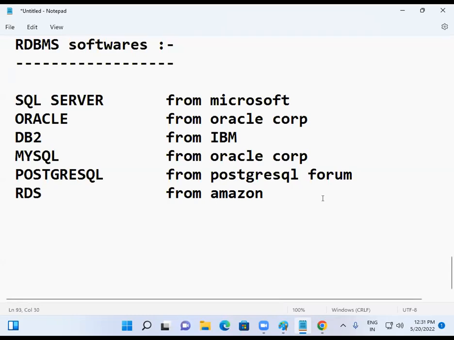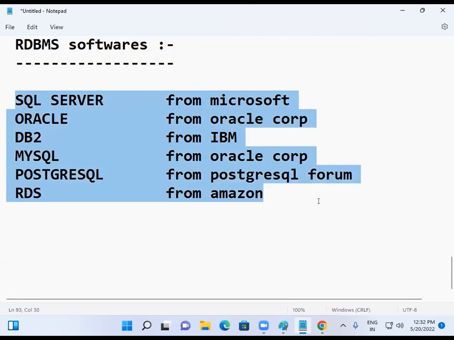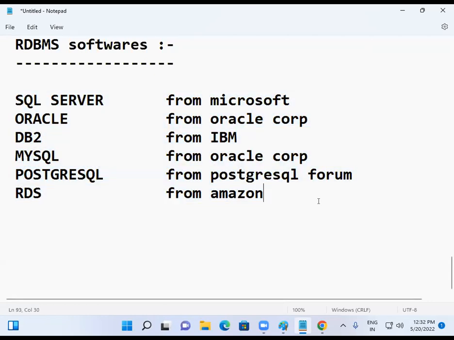Like OOPS is theory, Java is a language. RDBMS is a theoretical concept, and SQL Server is a software implementing the features of RDBMS, a practical implementation of RDBMS. So these all belong to one family. Understood.